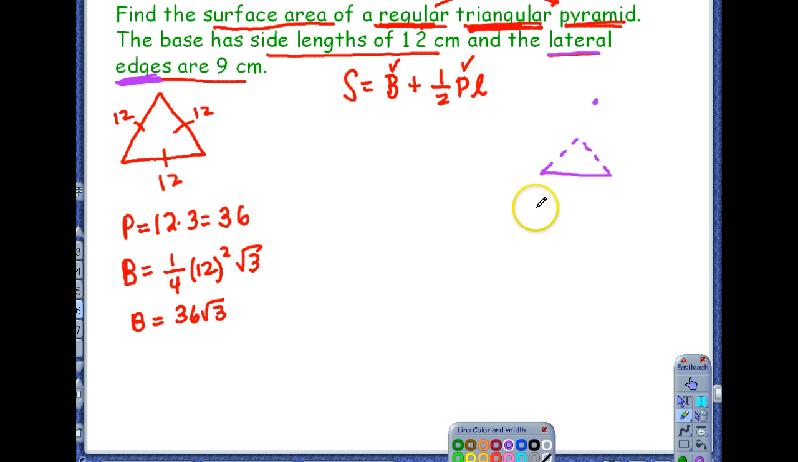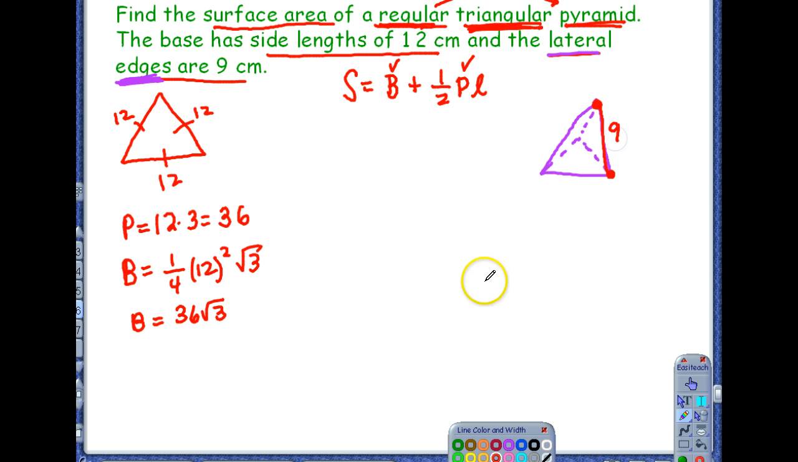If I draw it, this is going to be a triangular pyramid. If I draw this just to show you the visual, this is your base, and these are your lateral faces. And the lateral faces are always triangles, right? Right. If you connect from the vertex to the vertex on the base, this would be considered a lateral edge. So that right there is what's 9. That's what we're trying to find.